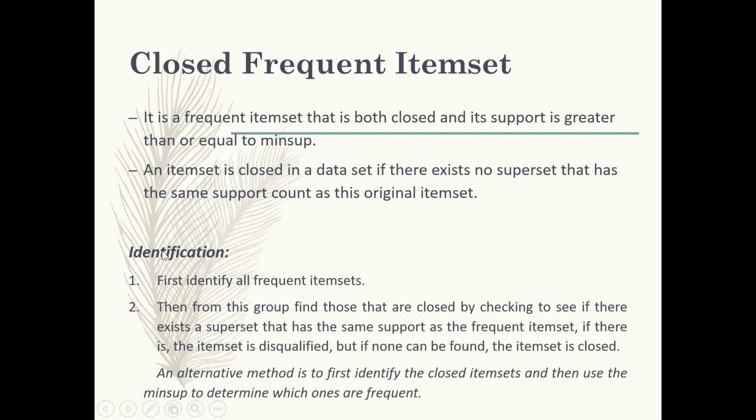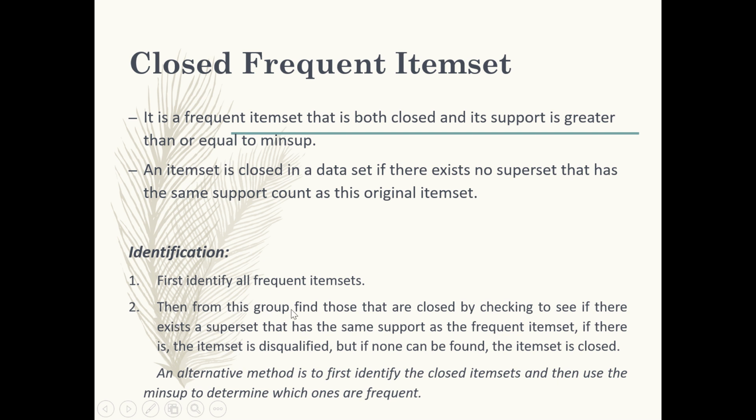And how do we identify it? First, identify all frequent items. Now how do we see which frequent item sets are closed? First of all, you identify which are the item sets that are all frequent. So you take all the item sets higher than the min sup, and you put them on one side. Those are your frequent item sets. Now from this group you have to see which are closed.